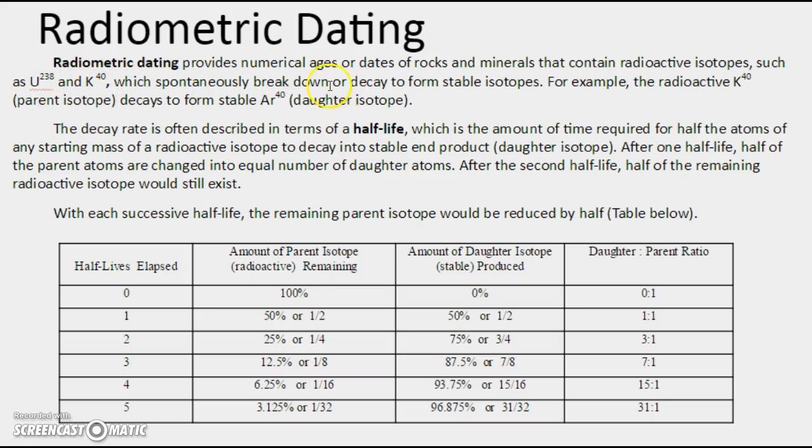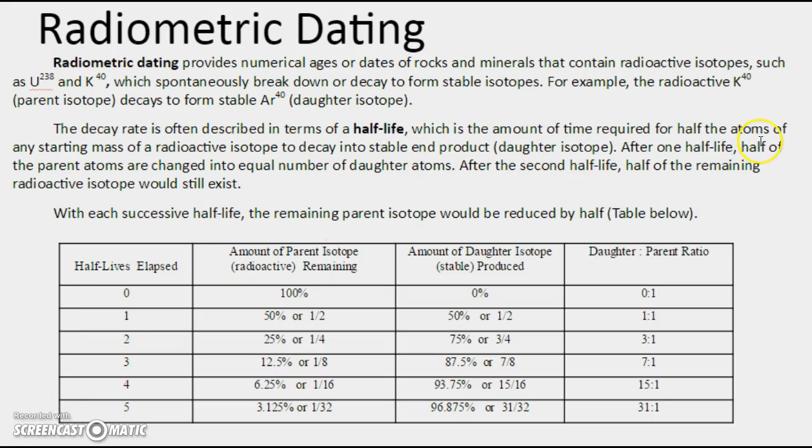These spontaneously break down or decay to form stable isotopes. For example, radioactive potassium-40, the parent isotope, decays into a stable argon-40, and this is the daughter isotope. The decay rate is often described in terms of half-life, which is the amount of time required for half of the atoms of any starting mass of a radioactive isotope to decay into stable product, daughter isotopes.